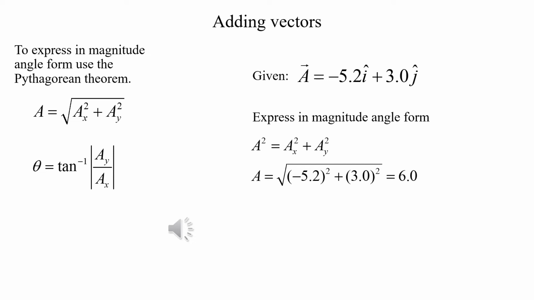So where is this vector going to be in the coordinate system? Well, since the x component is negative and the y component is positive, we're going to be in the second quadrant of the Cartesian coordinate system.